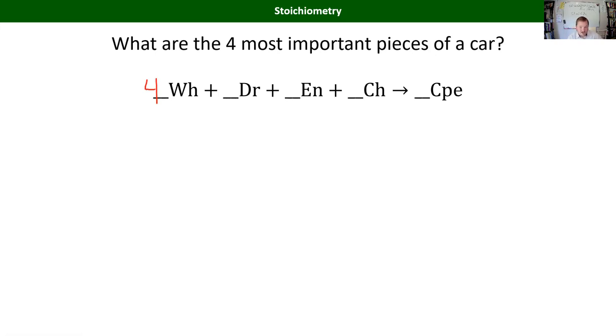So just like balancing reactions, it's all based on conservation of mass. If I want to make a car with four wheels, I need four wheels to do it. If I'm making a coupe, which is a two-door, I need two doors. I need one engine and I need one frame, one chassis.